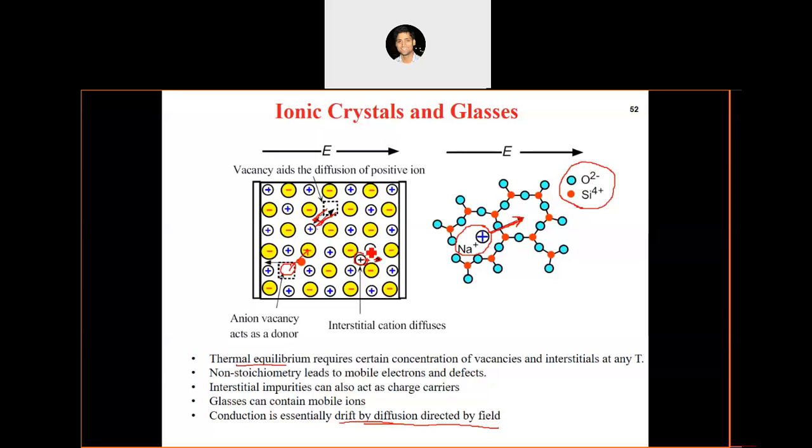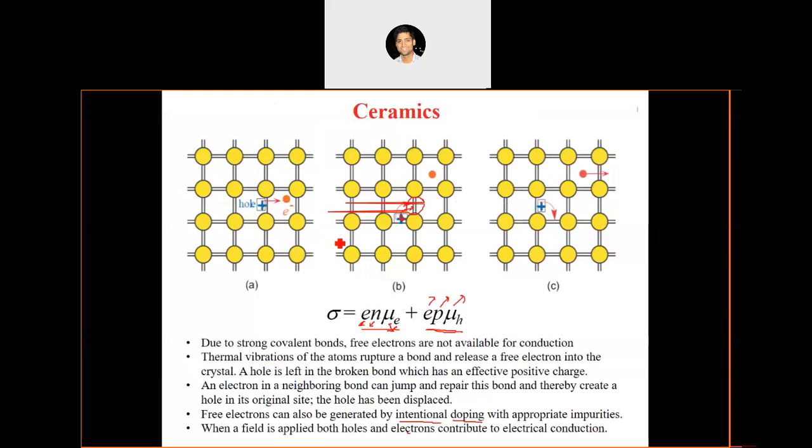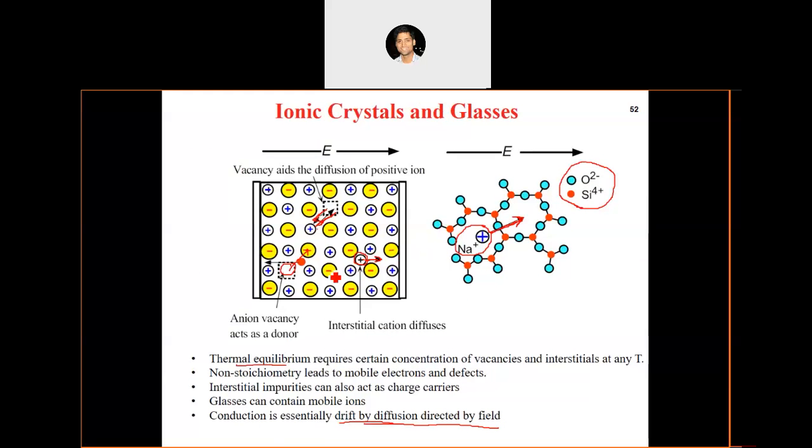Ionic solids are defined by the ionic bonds which they have. In ceramics, as we saw, you will mostly have covalent bonds. And ionic solids are a different category of materials. I gave you the example of sodium chloride. It is a solid, but it is not a ceramic. It is an ionic solid, but it's not a ceramic.